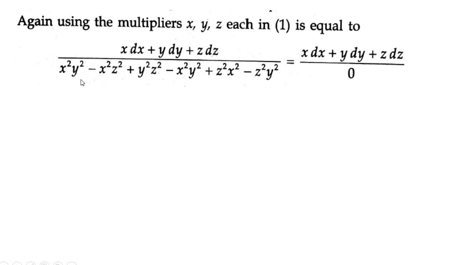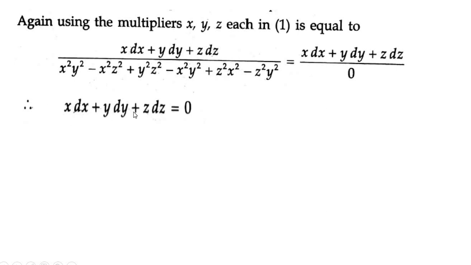Similarly, to each term in the denominator. What do you have in the denominator? You have xy² − xz², right? So to that you have to multiply x. So you get x into x as x²y² minus x into x as x²z². Similarly, your second term is yz² − yx². So to the second term also you have to multiply y. So you get y²z² − y²x². To the third term you have to multiply z. So z²x² − z²y². So all the terms in the denominator will get cancelled and your denominator will be 0.